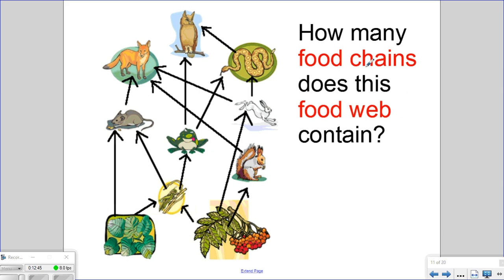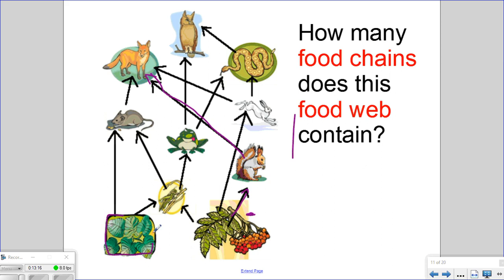And then, as a little bit of practice as well, use the following food web and determine how many food chains exist within this particular food web. So I'll highlight one food chain for you. We'll start with the berries. The berries can be consumed by this squirrely rabbit thing here, which transfers its energy to the fox. So that's one food chain.